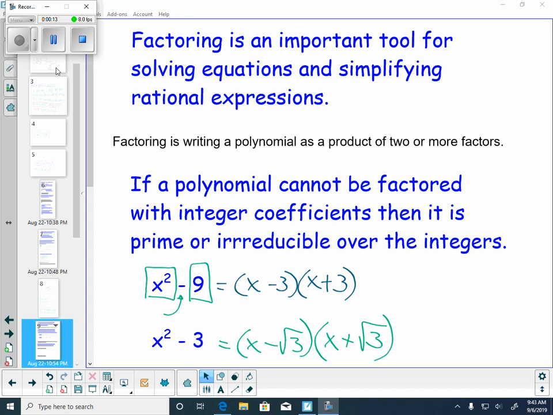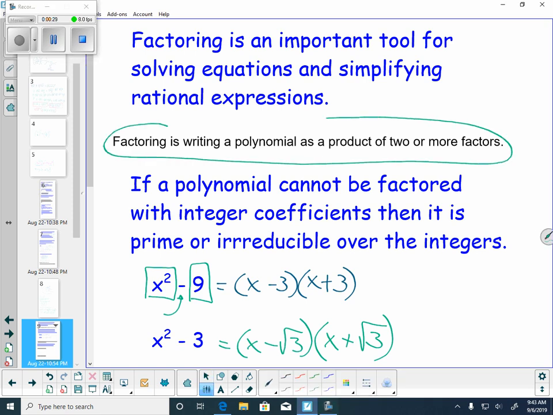So we are looking at 8.3 continued. We're looking at factoring, and factoring is an important tool for solving equations and simplifying rational expressions. The main thing you need to take away is that factoring is writing a polynomial as a product of two or more factors. If a polynomial cannot be factored over the integers with integer coefficients, then it is said to be prime or irreducible. First of all, x squared minus 9 is factorable into x minus 3 times x plus 3, because this is a difference of two perfect squares. That's a perfect square, that's a perfect square, and there's subtraction between them.